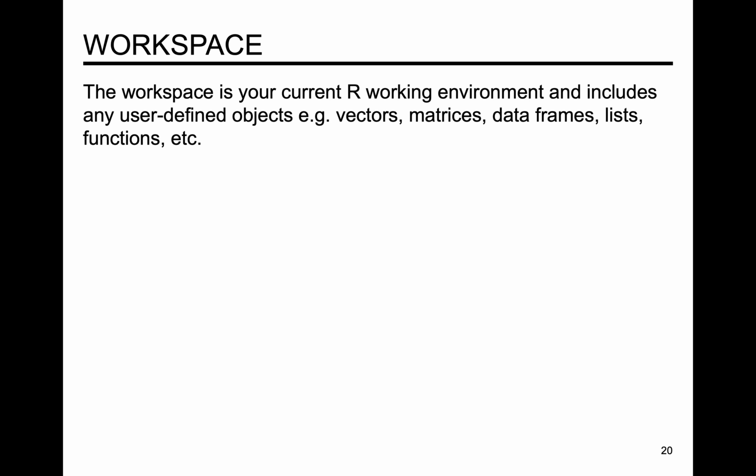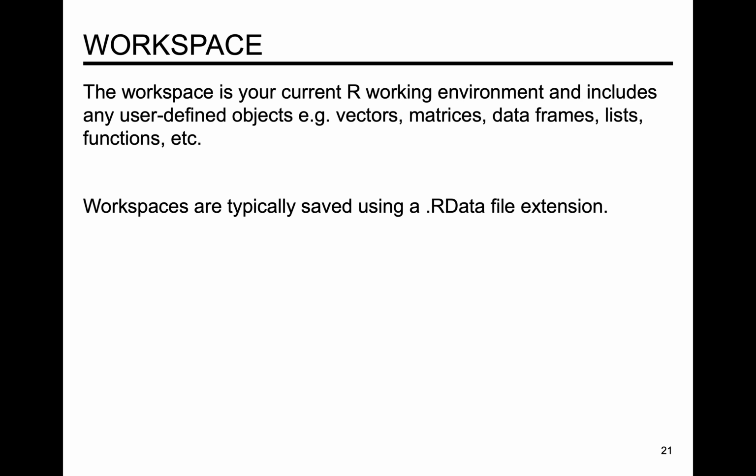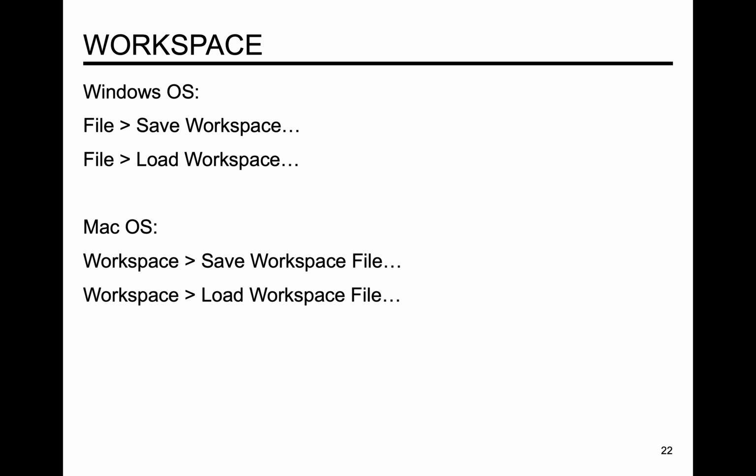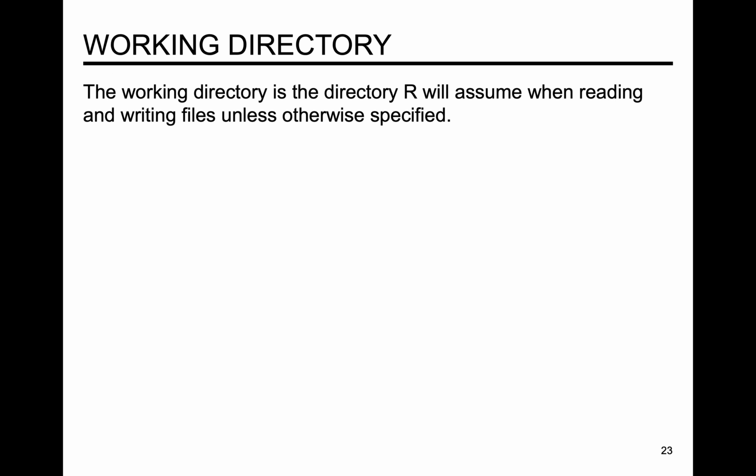Let's talk about the workspace. The workspace is your current R working environment and includes any user-defined objects like vectors, matrices, data frames, lists, functions, etc. Workspaces are typically saved using a .r data file extension. If you're on a Windows OS, you can save and load a workspace via options in the File menu at the top. If you're on a Mac OS, you can save and load a workspace via options in the Workspace menu at the top.